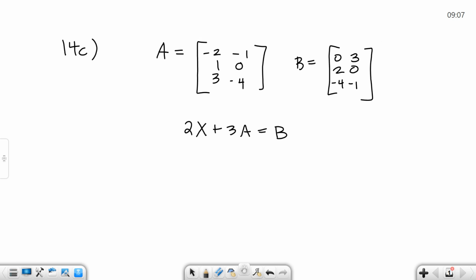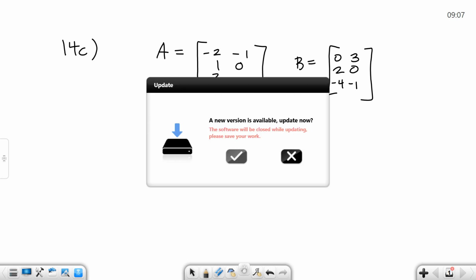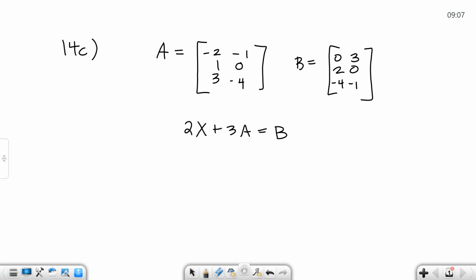Okay, there's two different ways to work this one. You can actually solve this bottom equation for x and work it that way, just like a regular linear equation. Or you can set it up and do it in matrix form. So you get to decide what works best for you.